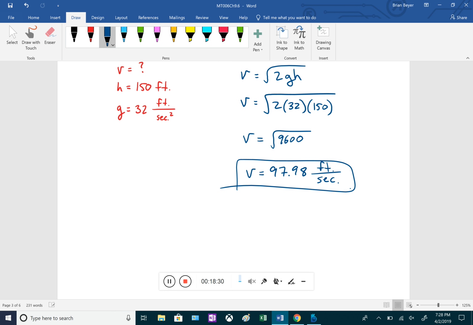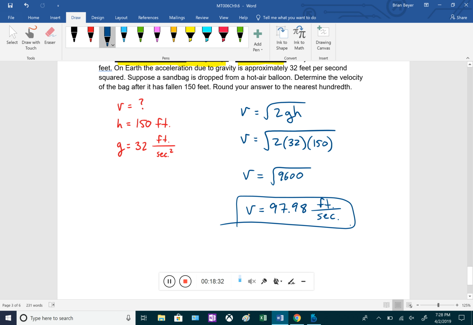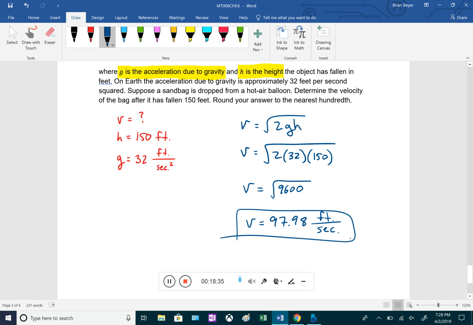Okay, so that's just a small little application for using a square root. So just remember that it's the inverse operation of squaring something. It's an exponent of 1/2.